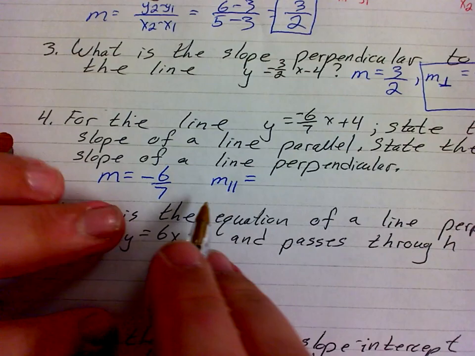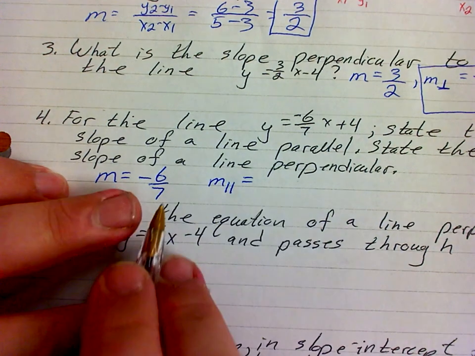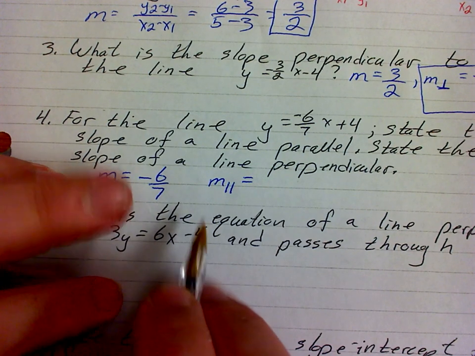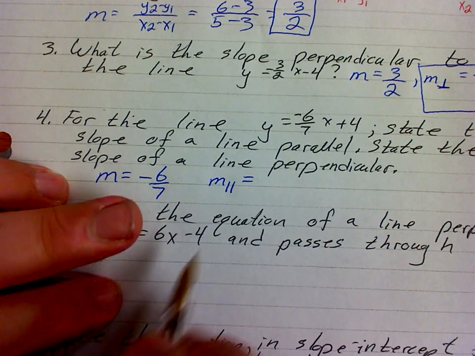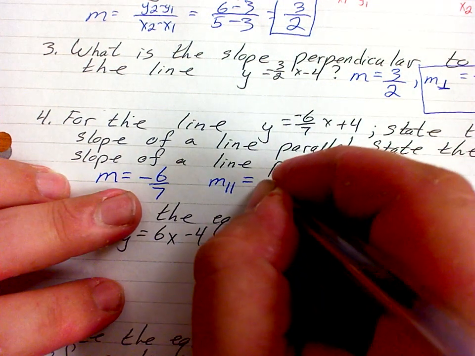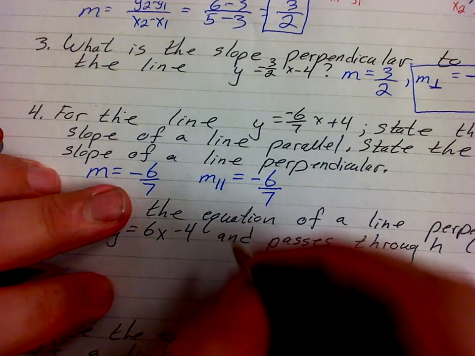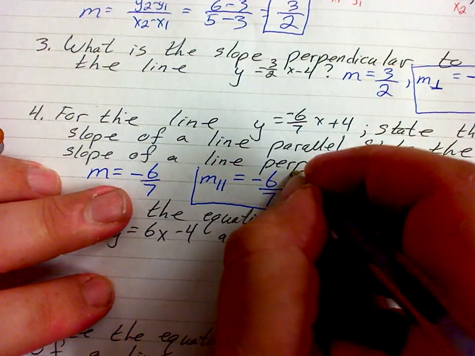The slope parallel, well, when it comes to parallel lines, their slopes have to be exactly the same because they have to be going up and down and left and right at the same rate. So if the slope of the line is negative 6 over 7, a parallel line to that one would also have to be negative 6 over 7. So that's one of our two answers here.